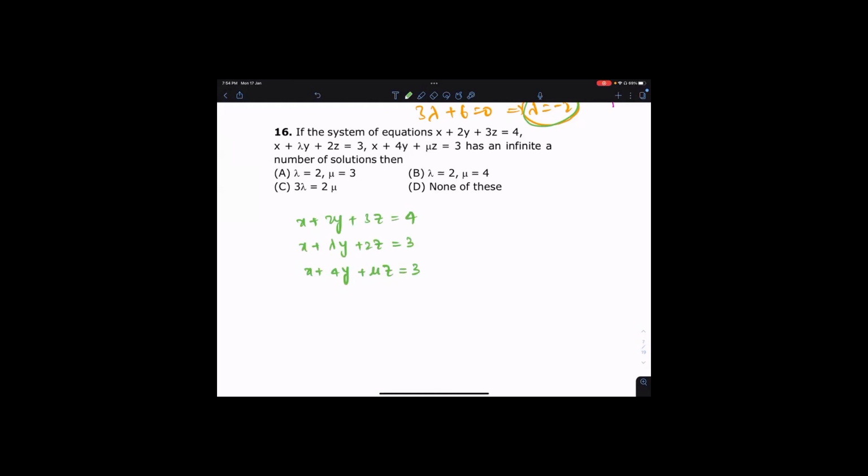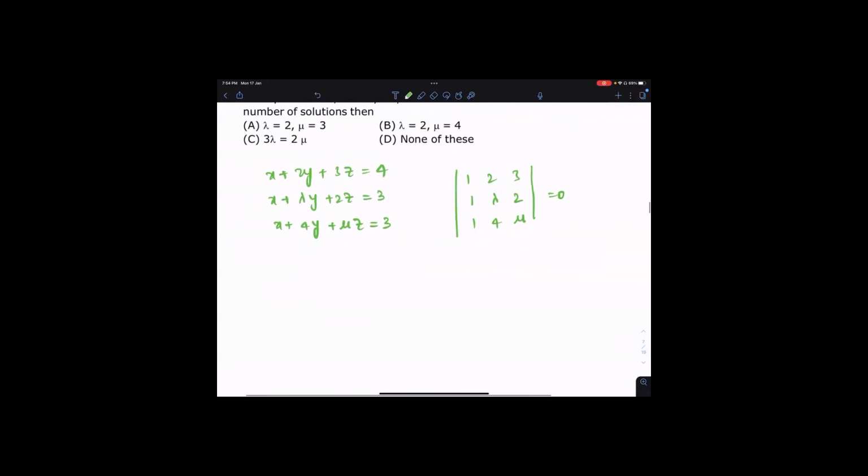What they are saying is that these three equations have infinite number of solutions. Definitely delta must be 0. So first you write delta: 1, 2, 3; 1, lambda, 2; 1, 4, mu. This must be 0, no?